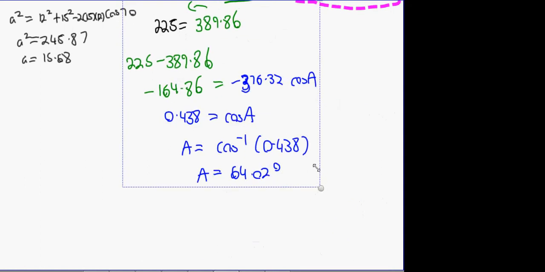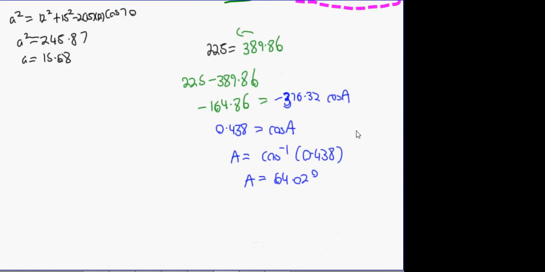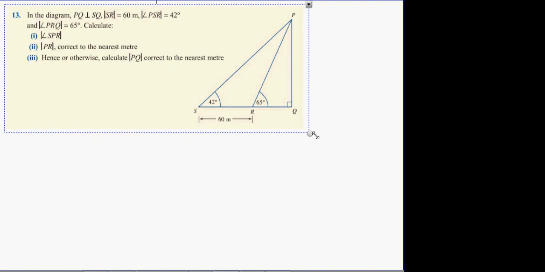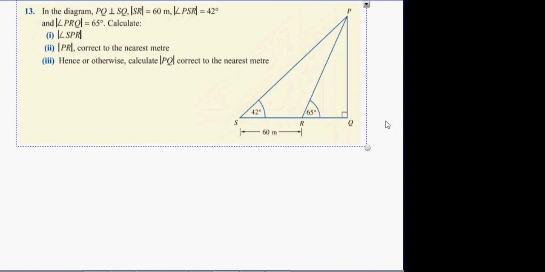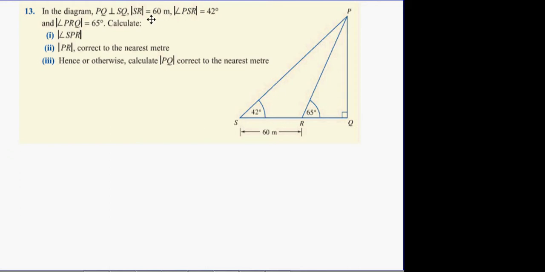Okay? Moving on. Going to go to some harder questions now. That's the standard question. That's ordinary level. Now we're moving on to higher level. Once again, this could also be classed as a more difficult ordinary level question. In the diagram, PQ is perpendicular to SQ. SR is 60 meters. Angle PQR is 65. Find SPR. SPR is this one here. Call it X. What rule do you think I should use?